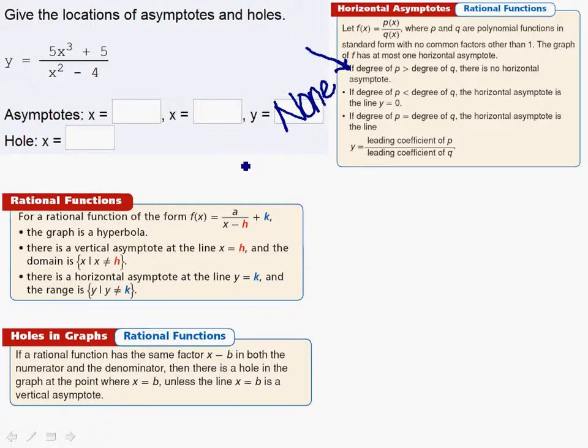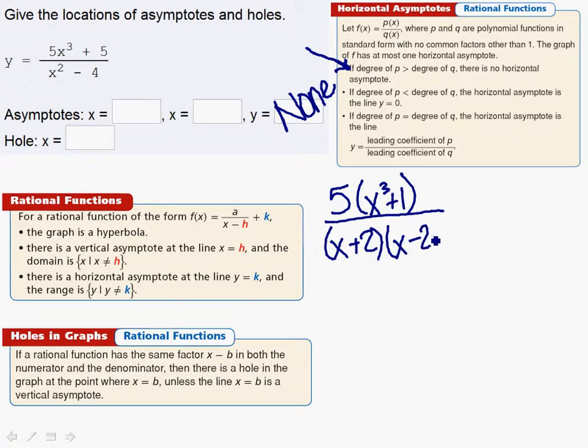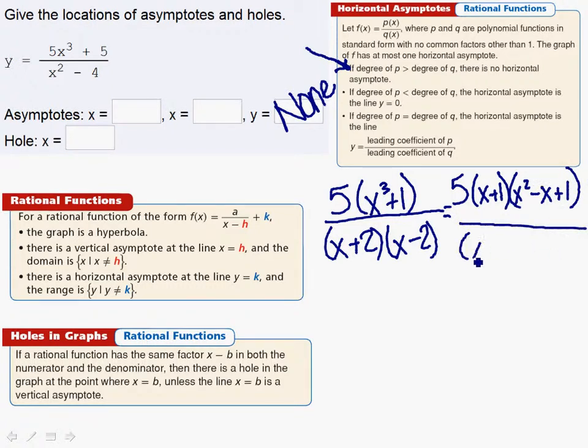Next, we're going to look at the vertical asymptotes. So we are going to factor the numerator and denominator. If we factor the numerator, we have 5 times x cubed plus 1 over x plus 2 and x minus 2. Okay, we can further factor, because this is the sum of 2 cubes, into x plus 1 and x squared minus x plus 1 over x plus 2 and x minus 2.